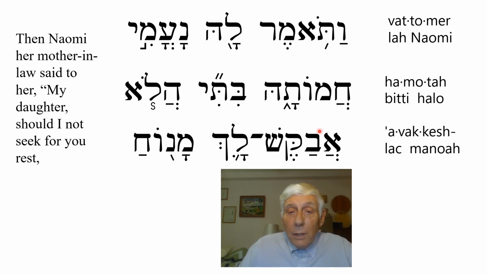Shouldn't I be seeking this? I have this responsibility. This is first person prefix form of bakash. Bakash is to seek. Interestingly enough, the virtuous woman also seeks very diligently for things. Tevakesh, bakash, to seek. She looks for good clothing. This one's looking for manoach. Avakesh lach, for you, manoach, rest.